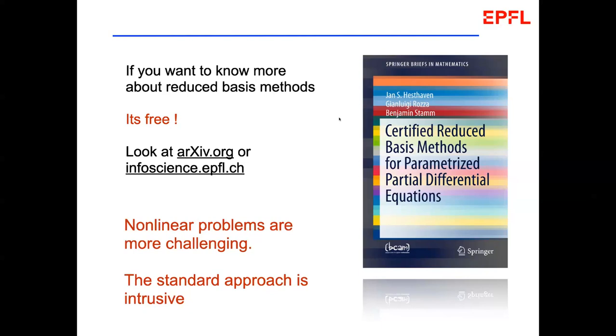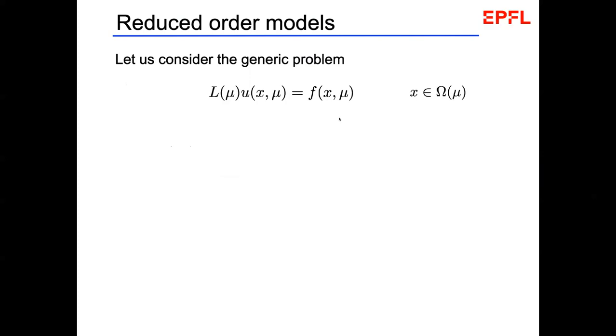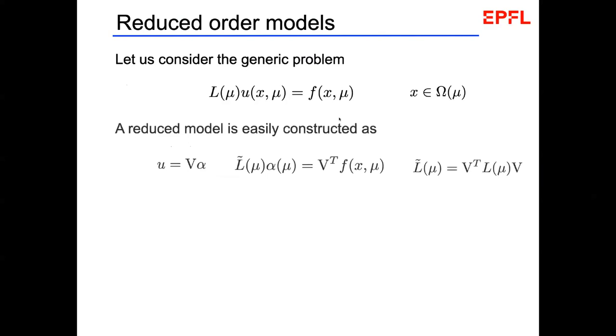And what is the problem here with the non-linearity? Well, again, here's the generic problem. Now it's the linear problem again. The L operator depends on U. You express the solution U as a linear combination of the vectors V, put it in, you do the Galerkin projection, and you get a small system that you can solve. And the key point is you have a method which is independent of the number of degrees of freedom in the original problem. And therefore, you have acceleration.